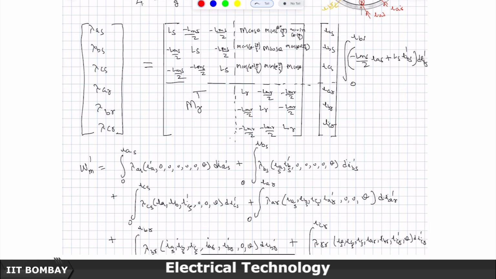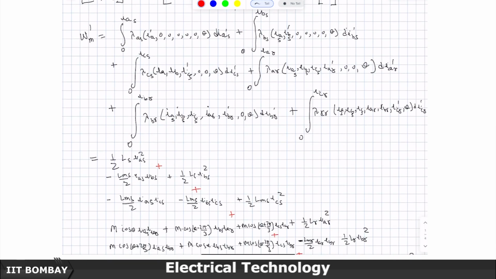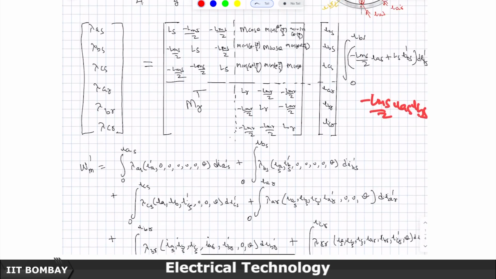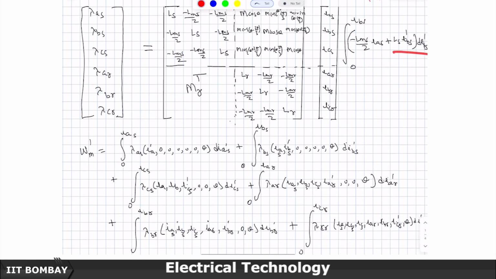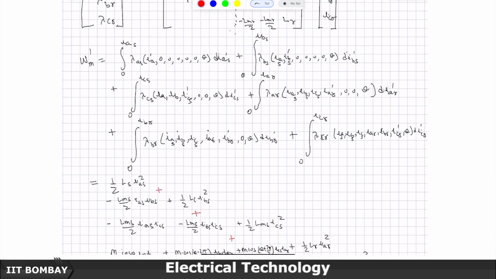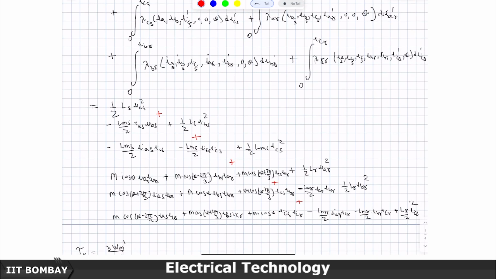So, therefore, this term will just come out to be minus LMS by 2 IAS IBS, which is the term shown here. And the second term, when you integrate, will come out to be something like Lx dx integration from 0 to some x naught, which is half of Lx square. So, this second term will come out to be half of Ls IBS square.